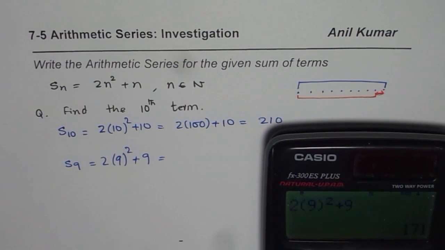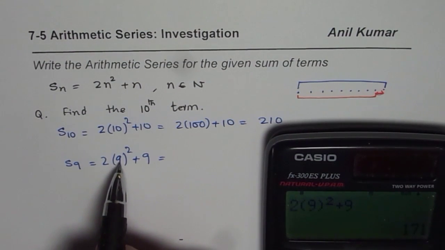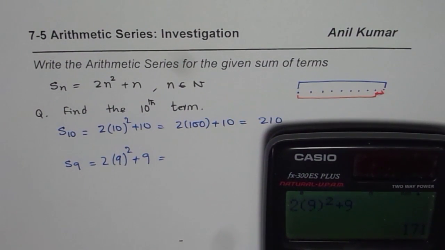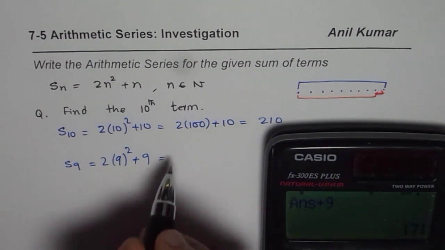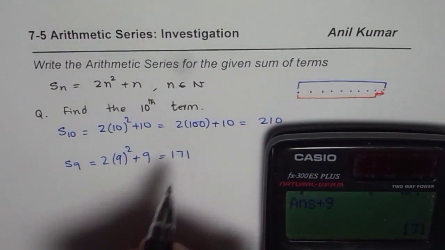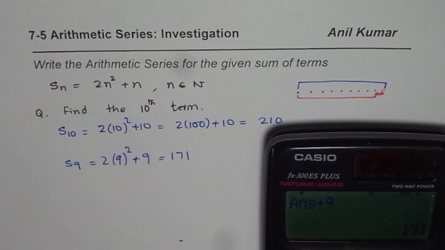Well, if you do not want to place so many brackets, you can start with 9 square, equals, times 2, equals, plus 9, equals. This is another way of getting the same answer. With calculators you can punch in fast, which is a preferred way as far as I am concerned.